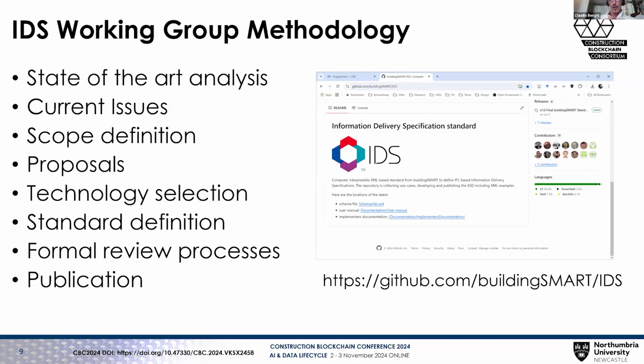Now we have tried to do a very thorough methodology that ensured that we follow the Pareto rule, that we could deliver 80% of all the needs of information delivery specifications, but with a very small implementation footprint. So we went through a state-of-the-art analysis, identification of all the current issues of the information delivery manuals, defined a scope that was feasible in a short amount of time, evaluated about 20 different proposals, selected the technology that was a good one, and then improved on it until a formal review process resulted in the publication of version 1.0 that you can all find on GitHub at the address published here.